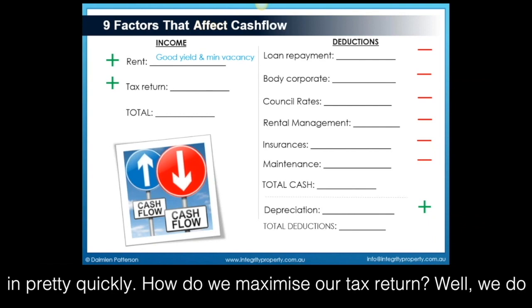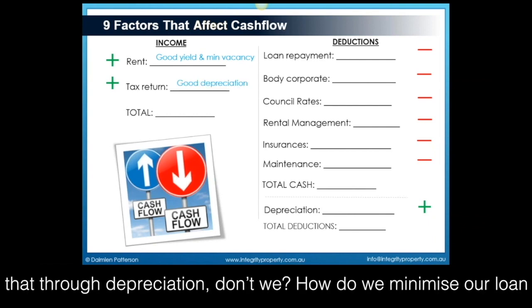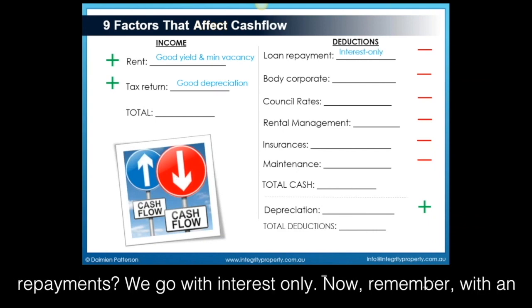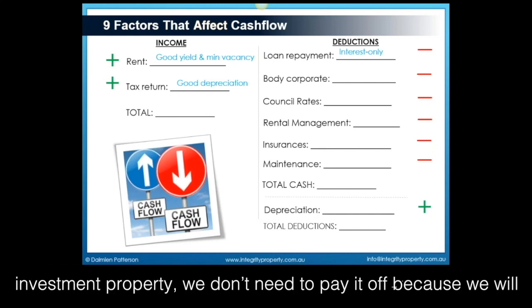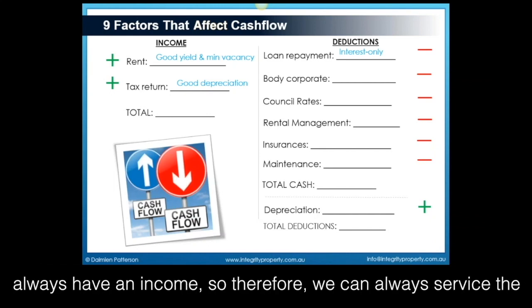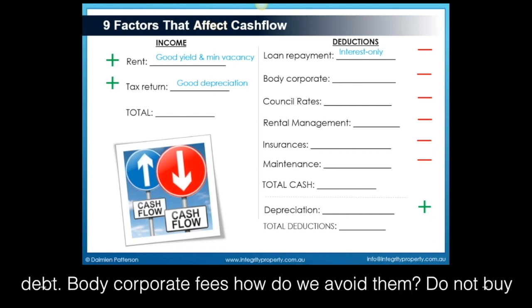Okay. How do we maximise our tax return? Well, we do that through depreciation, don't we? How do we minimise our loan repayments? We go into interest only. Now remember, with an investment property, we don't need to pay it off because we'll always have an income, so therefore we can always service a debt. Body corporate fees, how do we avoid them?